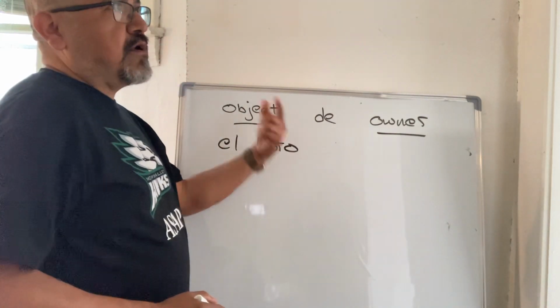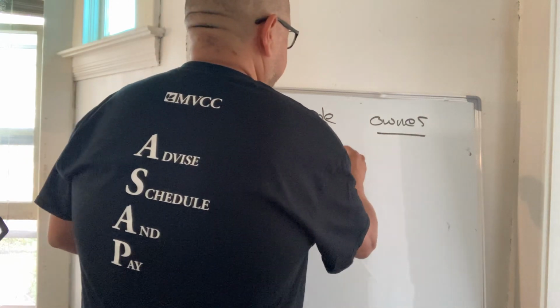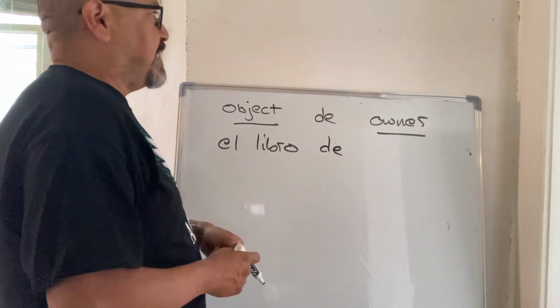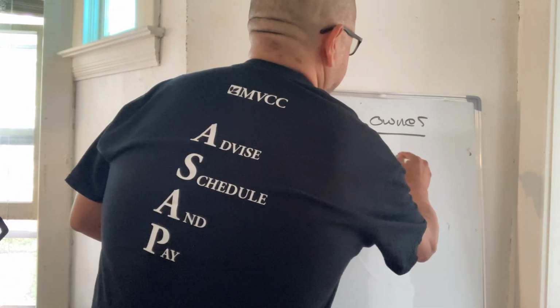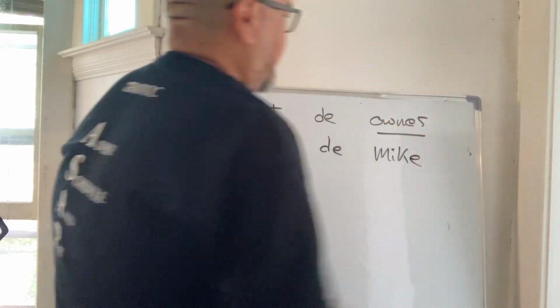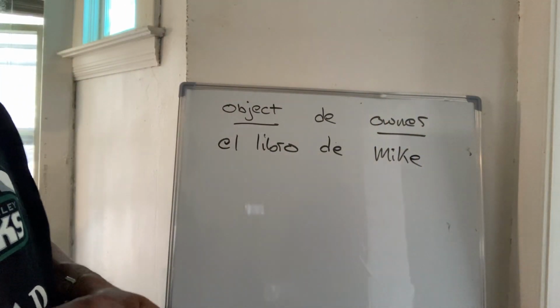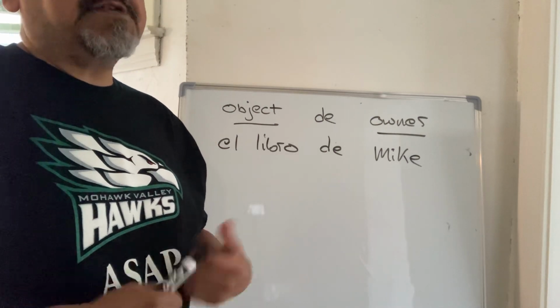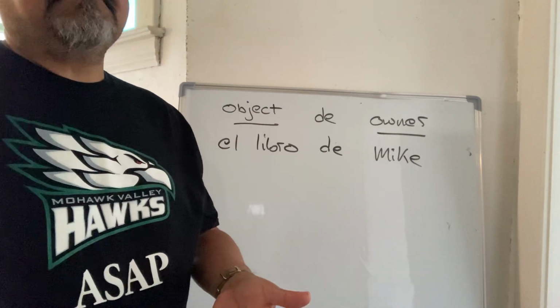Always, always, you need the word de, okay? And then of course, the owner, who it belongs to. So in this case, it's Mike, okay? El libro de Mike, all right? The book of Mike, or as we would say in English, Mike's book, okay?